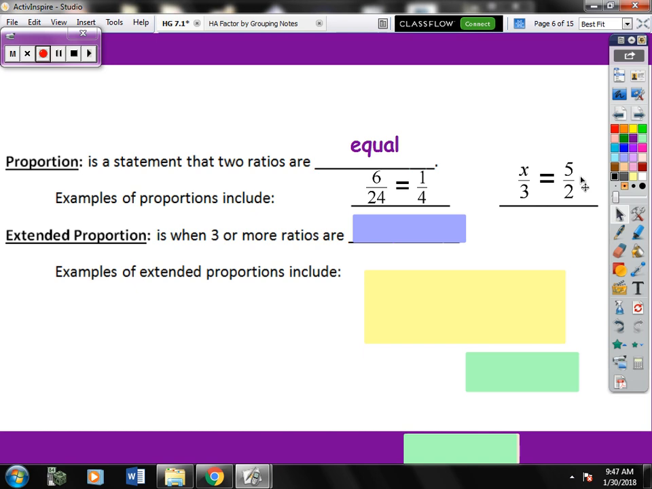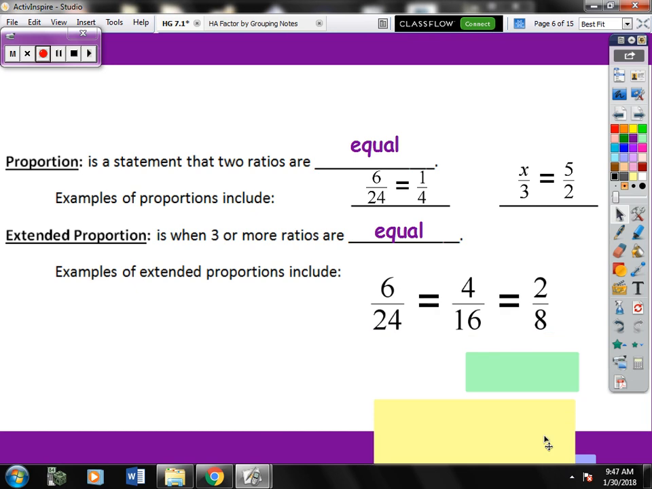Now an extended proportion is when you have 3 or more ratios that are equal. An example of an extended proportion would be this. 6/24 is equal to 4/16, which is equal to 2/8. We could also extend that and say that that's equal to 1/4.